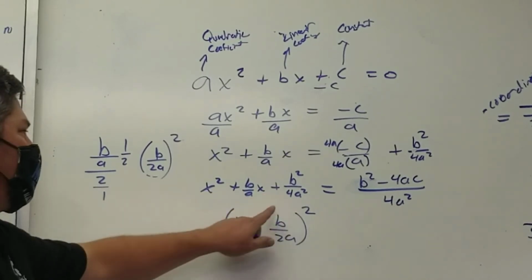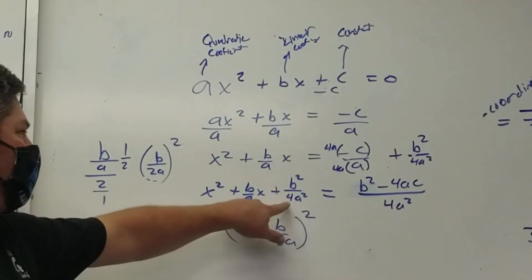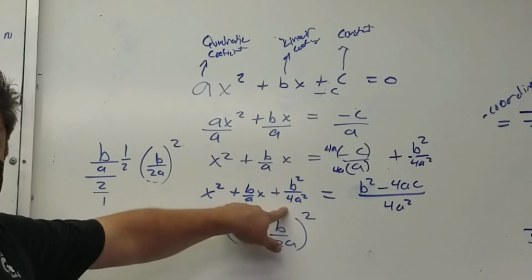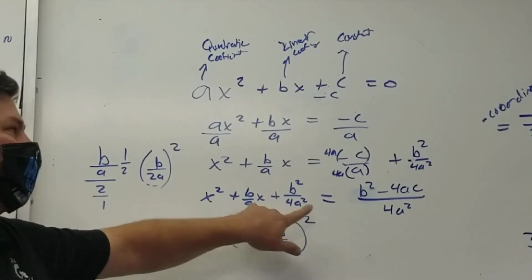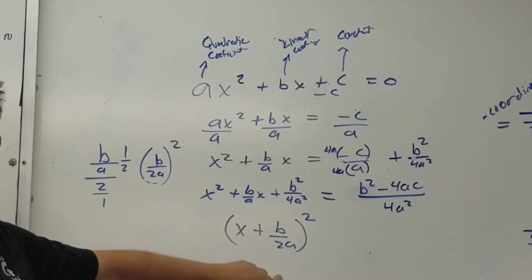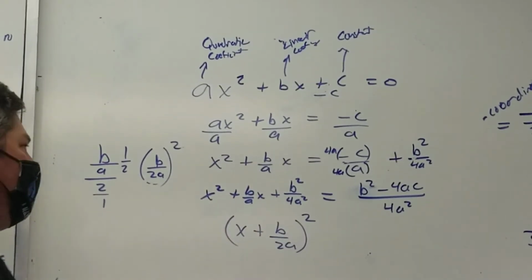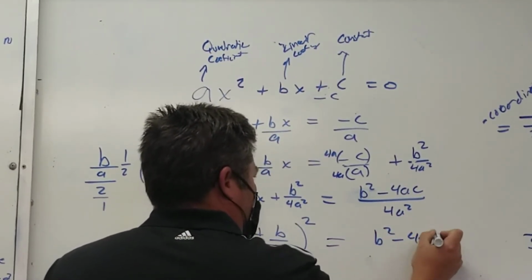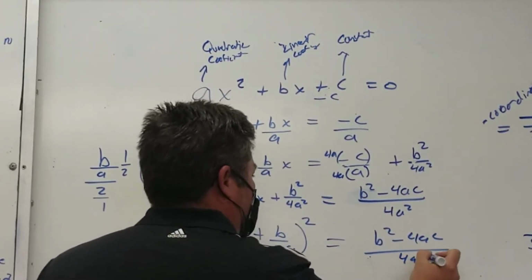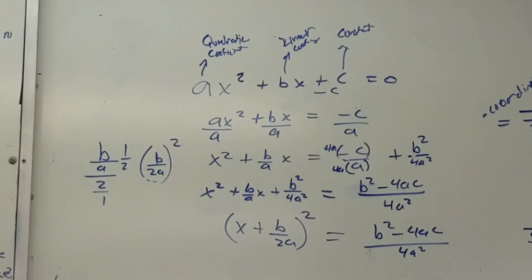I simply changed the form, right? It went from a trinomial, because it was a perfect square trinomial, to a binomial squared. Okay, this is a perfect square trinomial going to a binomial square. Okay, that's all good. It's all fair game. All over 4a squared.